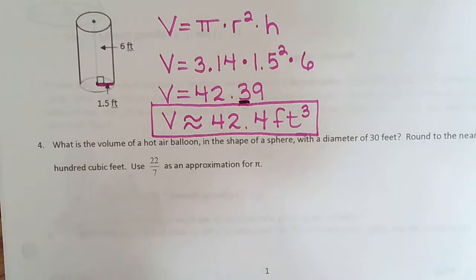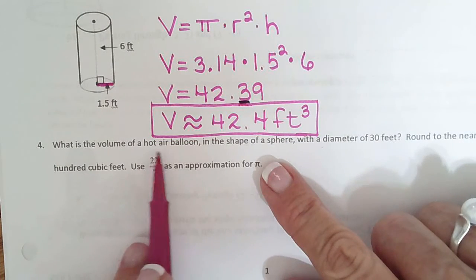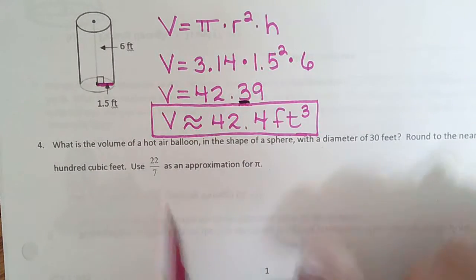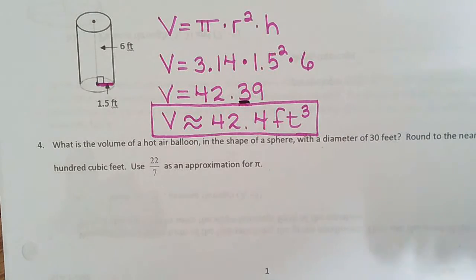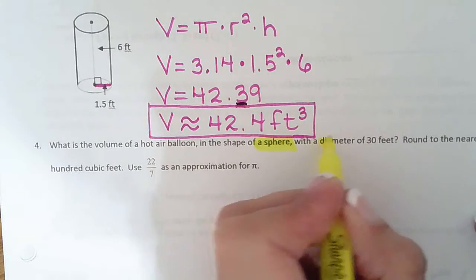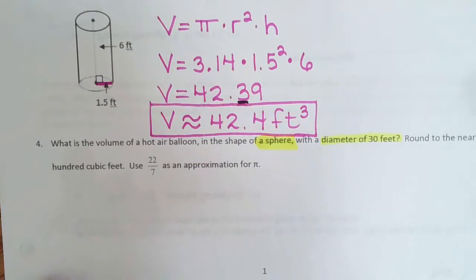So you can use your left and right arrow to go back and forth. Okay, number 4, the volume of a hot air balloon in the shape of a sphere. So there's our key word right there. It's a sphere. Diameter 30 feet, that's pretty important.